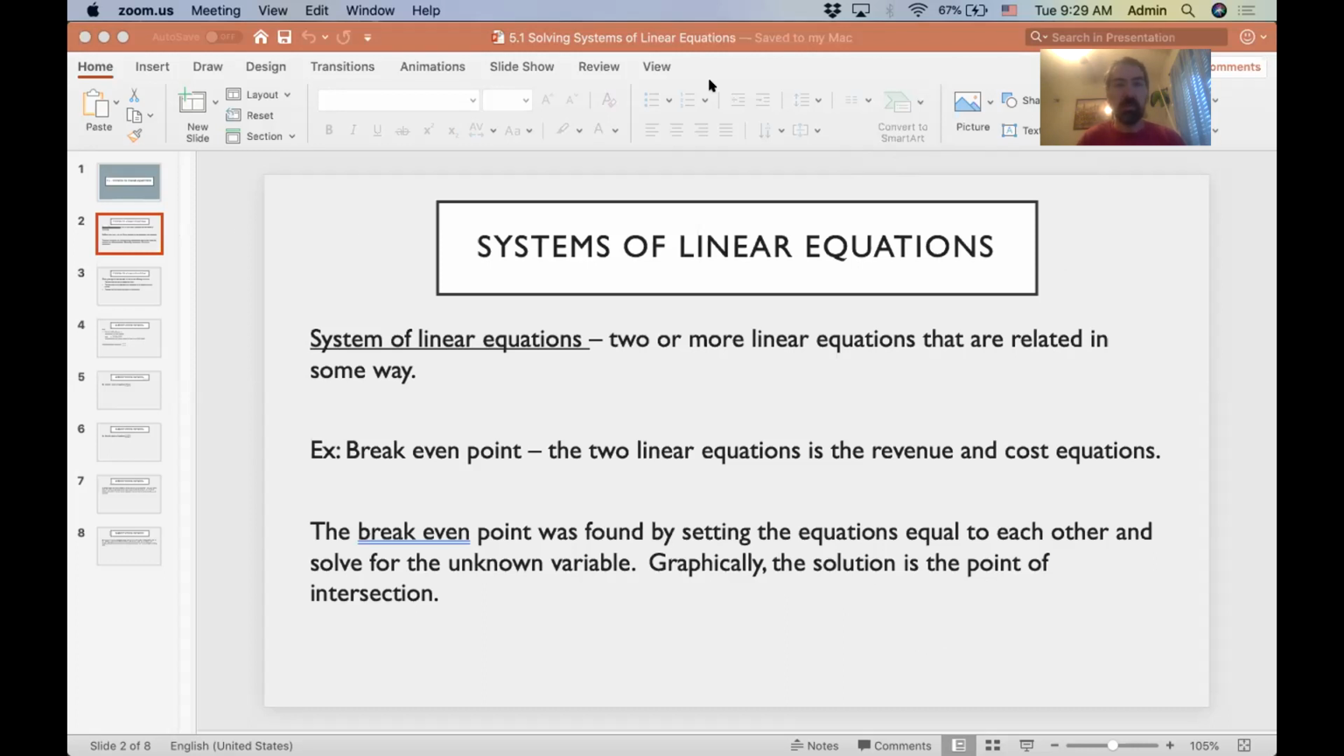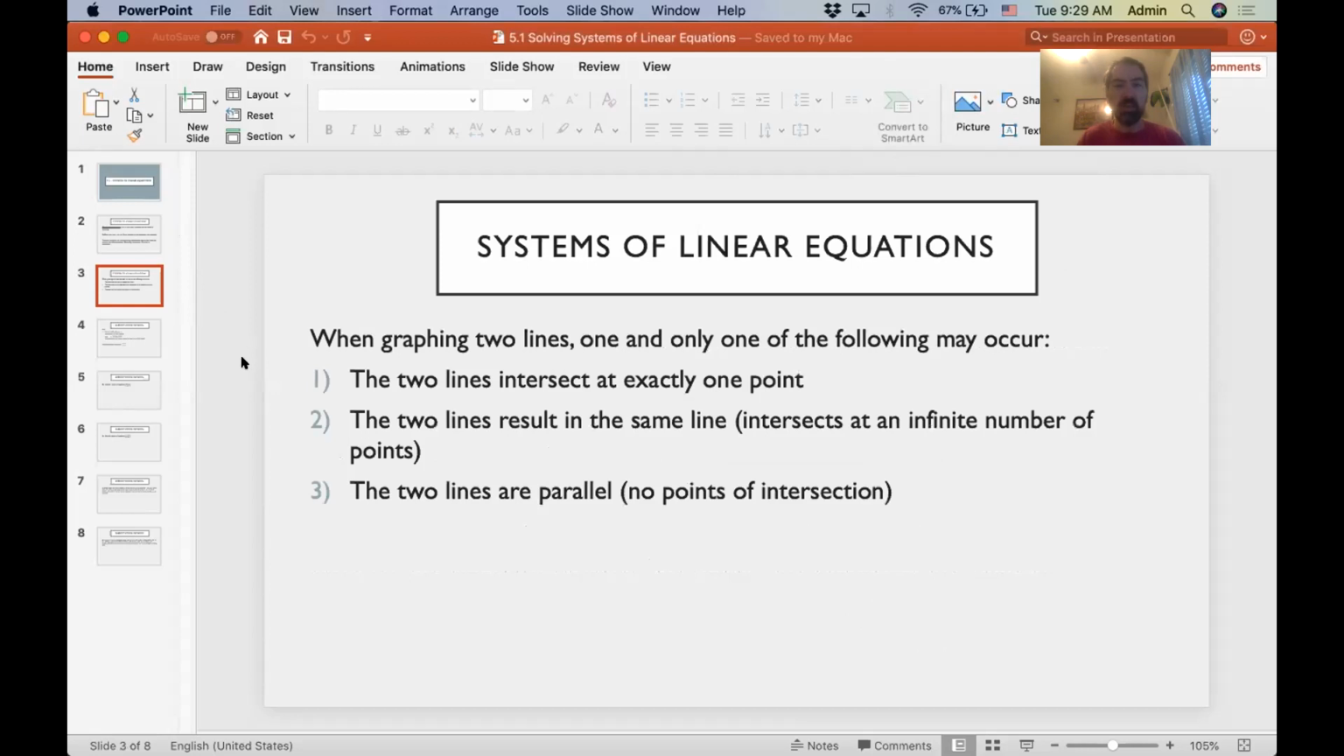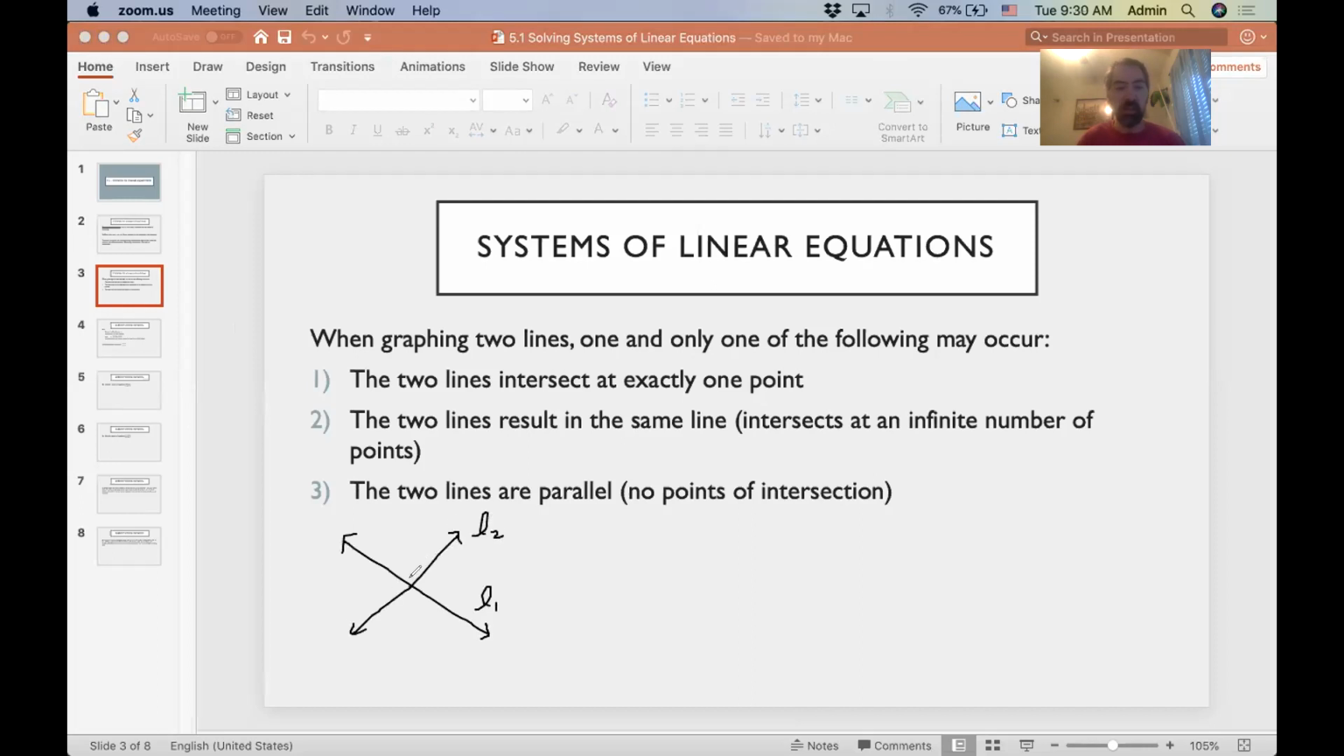All right, so let's take a look at the steps for the substitution method. Before we do that, going back to the graphing, there are three different possible outcomes you can get when you are graphing. We saw one of them in the previous slide, that these two lines, L1 and L2, can intersect at exactly one point. The two lines intersect at exactly one point.